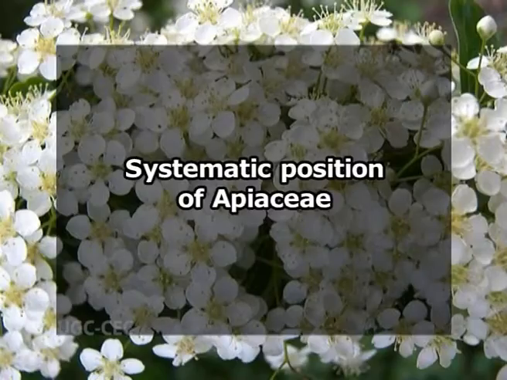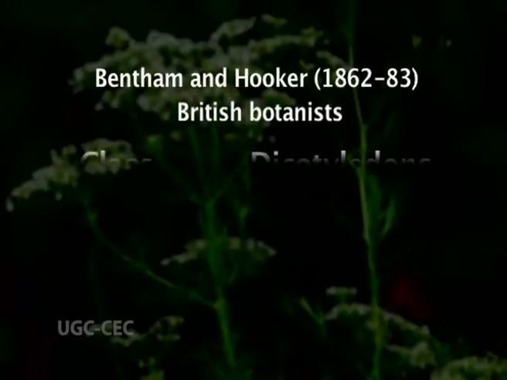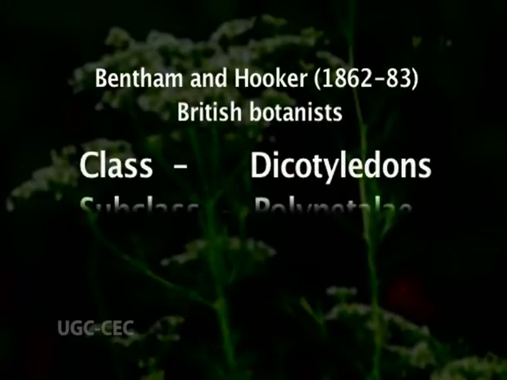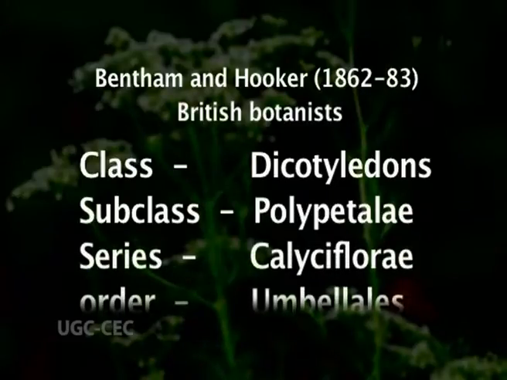Now let us discuss the second part of today's lecture, that is the systematic position of Apiaceae. We will just highlight a few of the prominent classification systems. Let us start with Bentham and Hooker's system of classification, how they classified the family Apiaceae. Bentham and Hooker classified it under the class Dicotyledons, subclass Polypetalae, series Calyciflorae, and the order Umbellales, as it was previously known as Umbelliferae. That's why the order Umbellales.